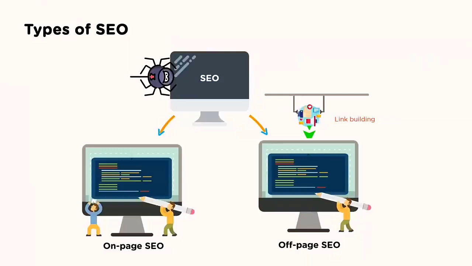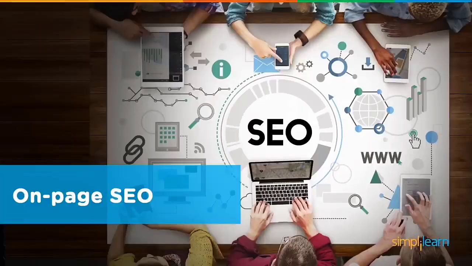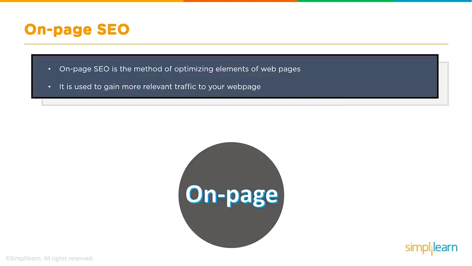So let's talk about on-page SEO. This is the first part of our SEO effort. We want to focus on on-page SEO first. On-page SEO is the method of optimizing elements of web pages. Remember, these are all the items we want to do on our website to be relevant for certain search queries. The idea behind this is to make our web pages more relevant for specific search queries on search engines. There are a number of different elements on a particular web page that we want to manipulate or optimize, if you will, to be relevant for a search engine query.